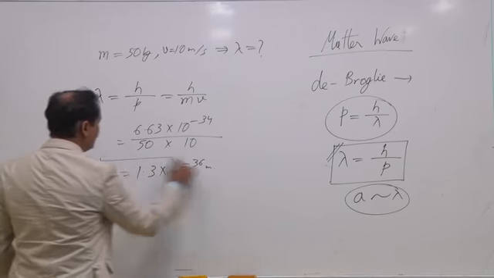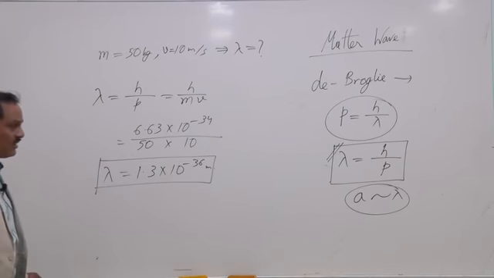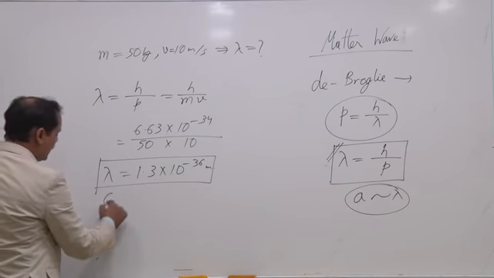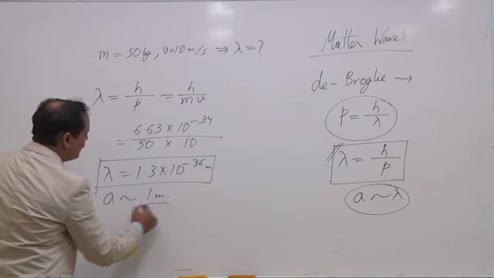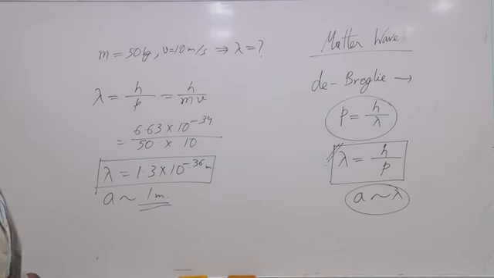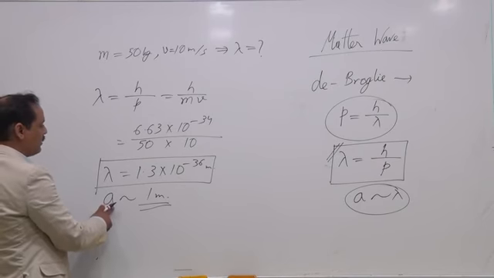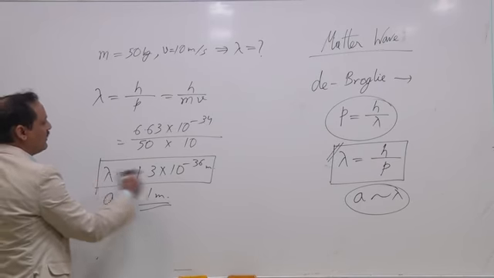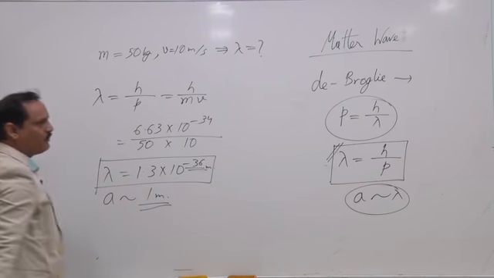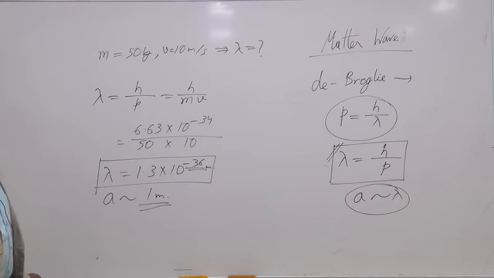This is the de Broglie wavelength associated with a person, whereas the size of the person is of the order of meter, 1.6 meter, 1.7 meter. So, in comparison to the size of the person, its de Broglie wavelength is extremely small. So, we cannot see the wave nature of a person.